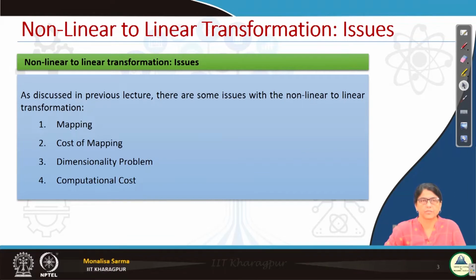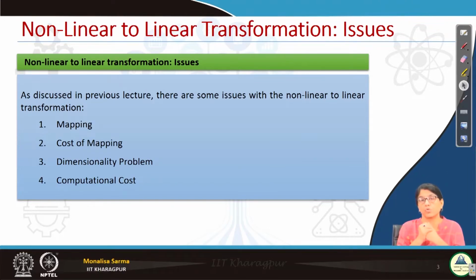As we have discussed, what are the different issues? First, there was one issue I forgot to mention, and that was the mapping. What mapping procedure will I use? As I have shown you, suppose the dimension is R2: whether I will keep it in R2 only, or transform it to R3, or to R4.